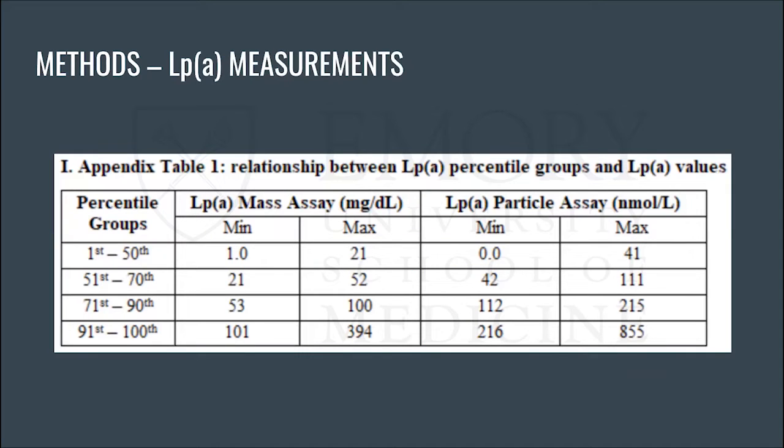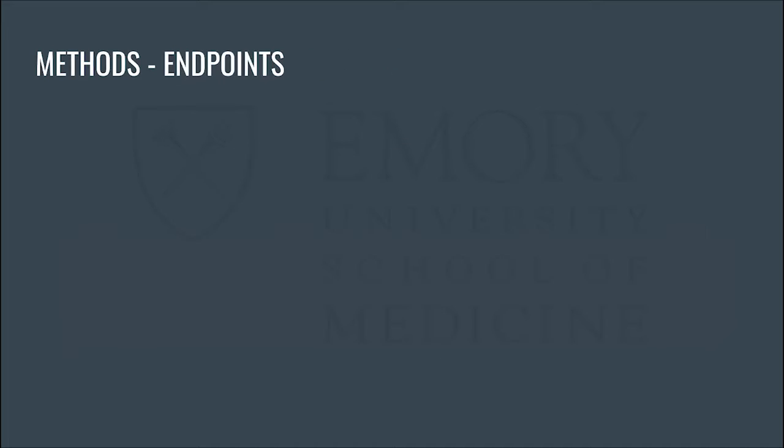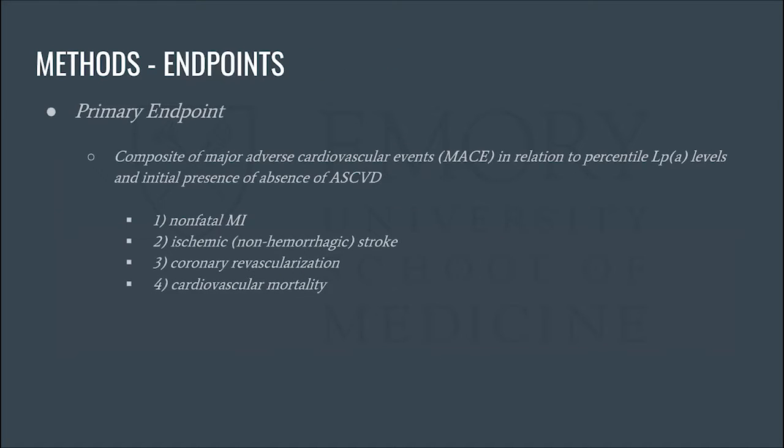Very briefly, this is a supplemental appendix that demonstrates the relationship between the different mass assay and particle assays that were used to measure these levels, and the different percentile groups on the left that these study designers ended up breaking everything down into, with regards to which values corresponded to what percentile groups. Again, as we briefly mentioned, the endpoint was essentially a composite of MACE that included non-fatal MI, ischemic non-hemorrhagic stroke, coronary revascularization, or cardiovascular mortality.